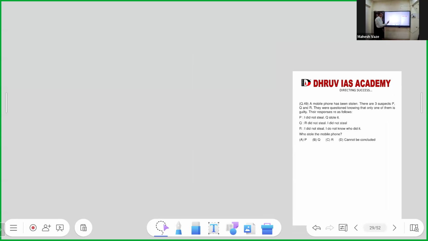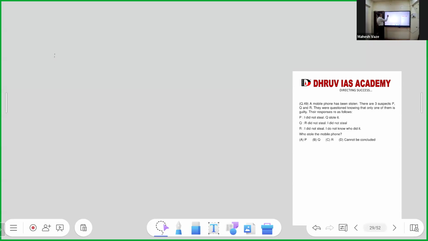Now, in this type of question, guilty or non-guilty, truth or lie, the basic assumption is that the person who is innocent, not guilty, will be telling all truths. He will not be telling any lies. And the person who has stolen, who is guilty, will be telling lies. So we will be using these 2 concepts. Now, there are 3 persons, P, Q, R. We will see one by one: if P is guilty, if Q is guilty, and if R is guilty. There will be 3 cases because only one person is guilty.